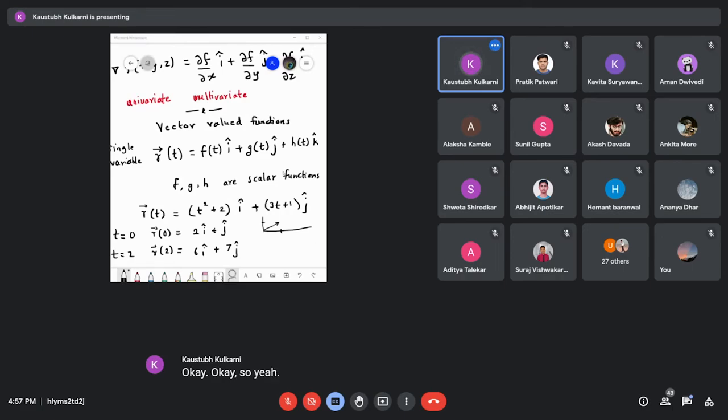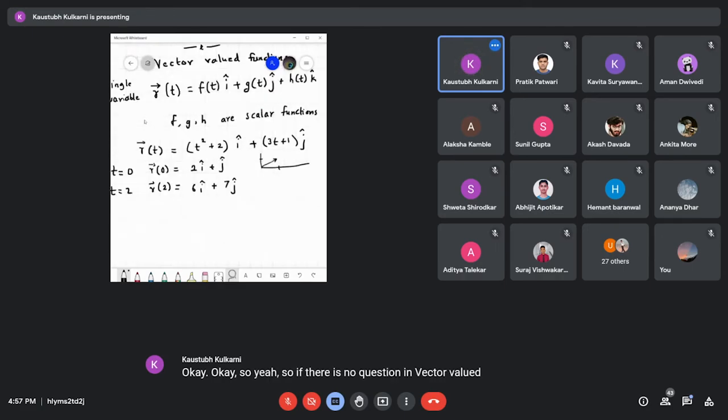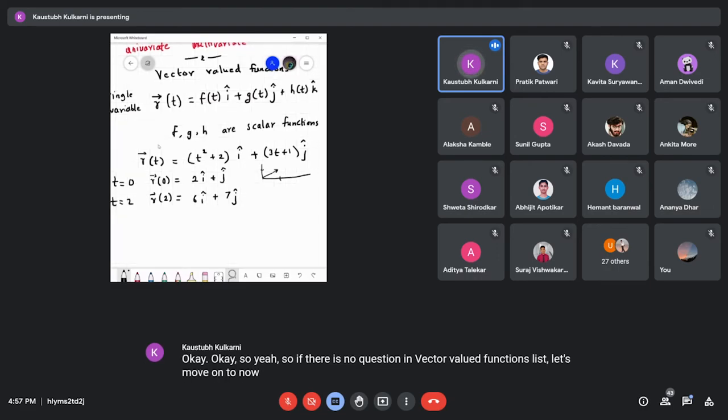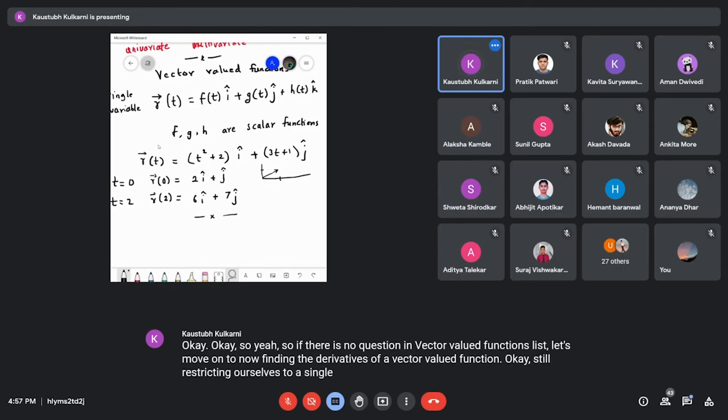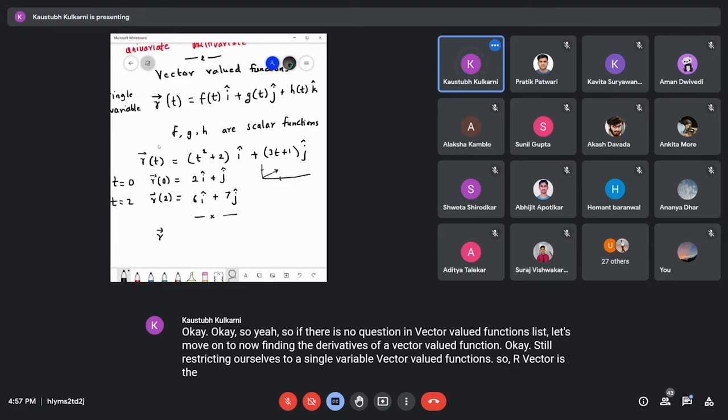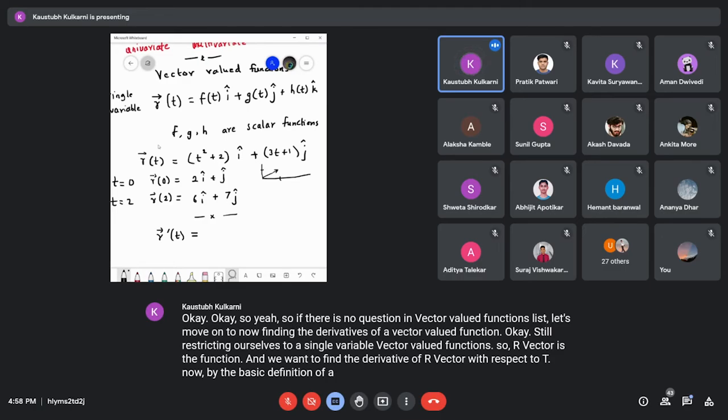So if there is no question in vector valued functions, let's move on to now finding the derivatives of a vector valued function. Still restricting ourselves to single variable vector valued functions. r vector is the function, and we want to find the derivative of r vector with respect to t.